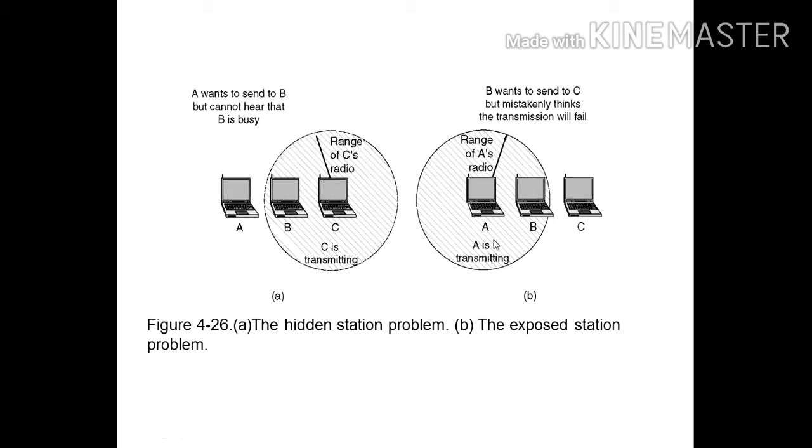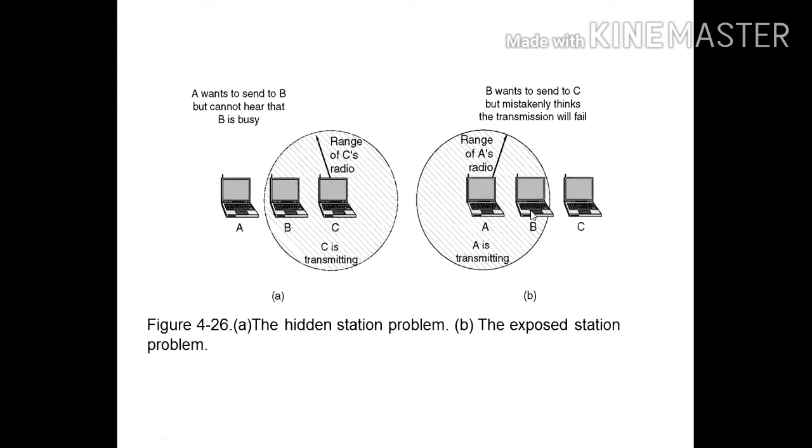Now we'll see the exposed terminal problem. In the exposed terminal problem, the same example, A, B, C are the three stations. In this case, B is exposed to C and B is exposed to A. How it is, that we'll see. Now, B wants to transmit to C.